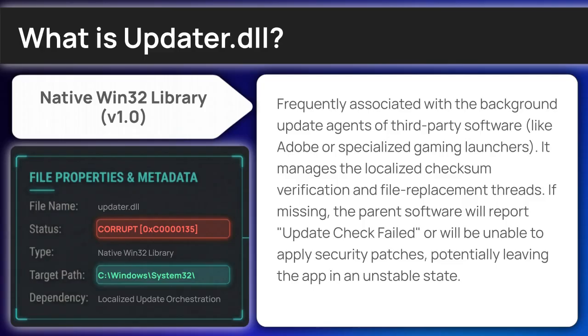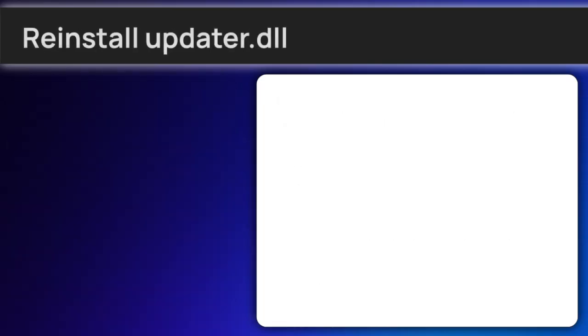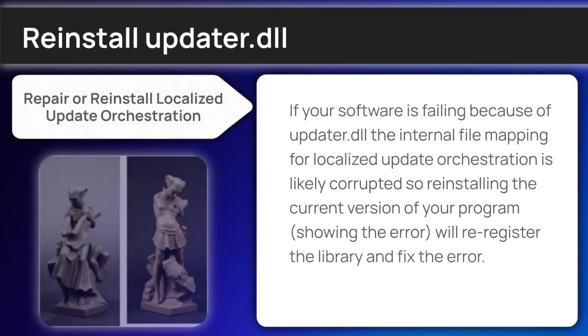Let's get to work. We'll start with the most common fix for this specific error. If your software is failing because of Updater Library DLL, the internal file mapping for localized update orchestration is likely corrupted. So reinstalling the current version of your program showing the error will re-register the library and fix the error.